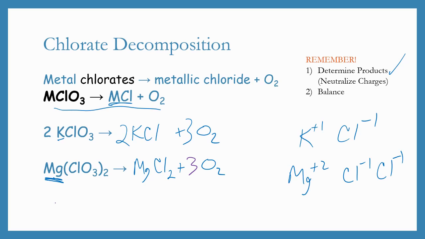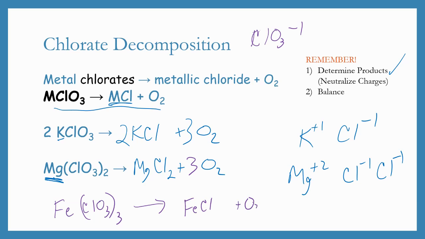Let's do a hard one. Let's do iron 3 chlorate. So chlorate has a -1 charge. ClO3 is a -1 charge. That's a polyatomic anion. So if that's going to fall apart, that iron 3 needs to get together with the chlorine, and we're going to make oxygen.